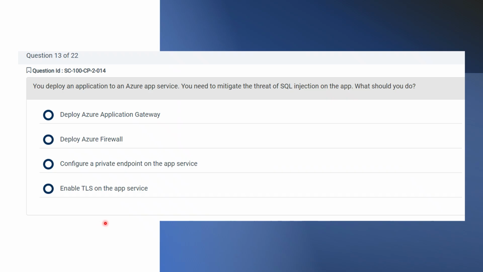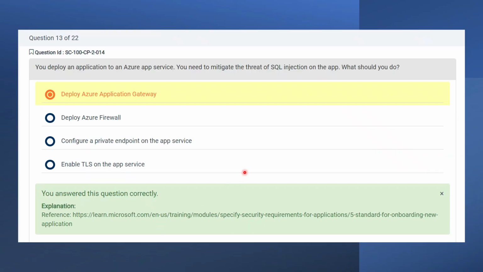Question 36. You deploy an application to an Azure App Service. You need to mitigate the threat of SQL injection on the app. What should you do? A. Deploy an Azure Application Gateway. B. Deploy an Azure Firewall. C. Configure a private endpoint on the app service. Or D. Enable TLS on the app service. And the correct answer is A. Deploy an Azure Application Gateway.